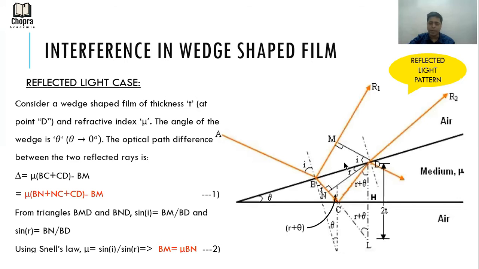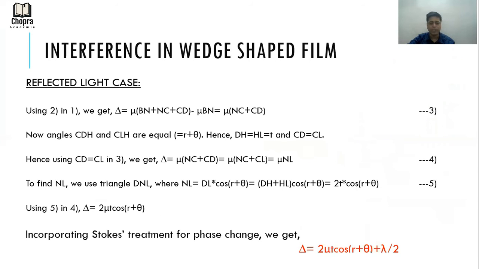Now phase change is happening again in this beam BR1. Why? Because it is traveling from rarer medium and bouncing back at the boundary of the denser medium, and hence it suffers a path difference of lambda by 2 or phase difference of pi. Whereas the second beam, this is coming from denser to rarer medium, so it does not suffer any additional path difference or phase difference. So the final path difference we have to add is lambda by 2. So the net path difference becomes 2 mu t cos of R plus theta plus lambda by 2.